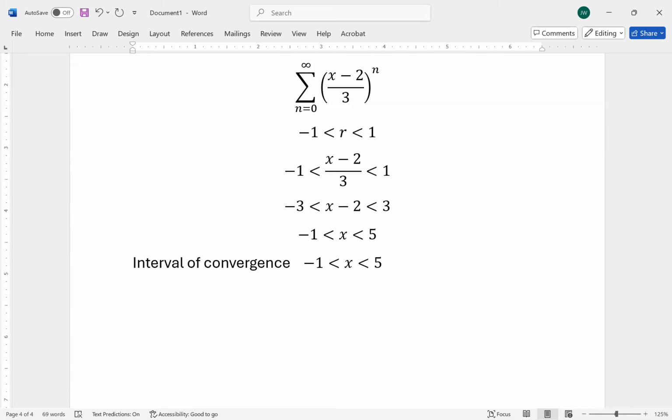By the way, again, the radius of convergence: since we're centered at 2, if we go 3 in each direction, we end up at the -1 and the 5. So the radius of convergence is actually 3. Again, if I want to be consistent with the notation from a previous slide, I'll have r equals 3.